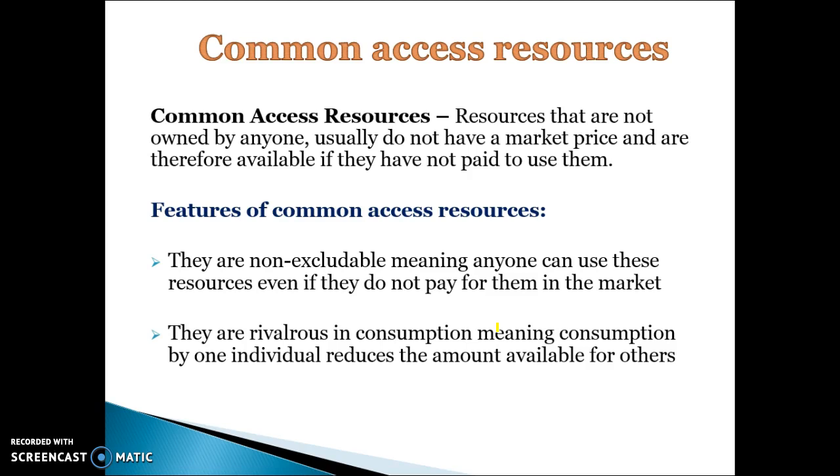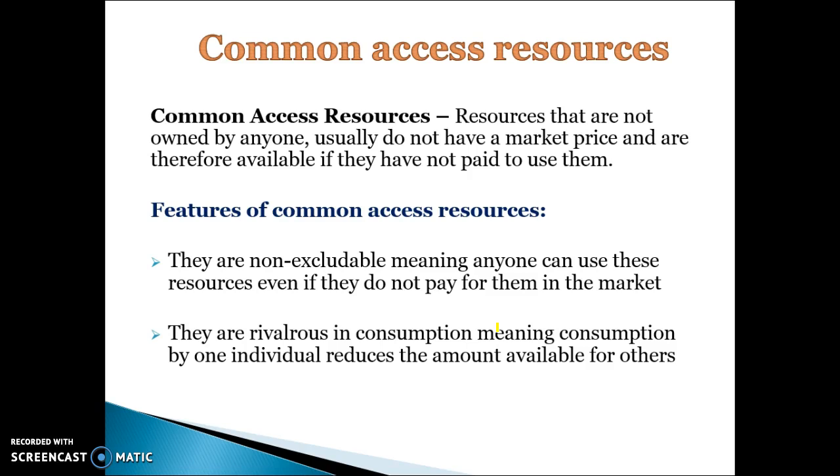So they're resources that don't have established property rights, they're owned by everyone, not anyone in particular, and they do not have a market price, which makes them available for everyone. Features of common access resources. You need to be able to explain the difference between common access resources and public goods. Common access resources, like public goods, are non-excludable, meaning anyone can use these resources even if they do not pay for them. That's because there's no property rights.